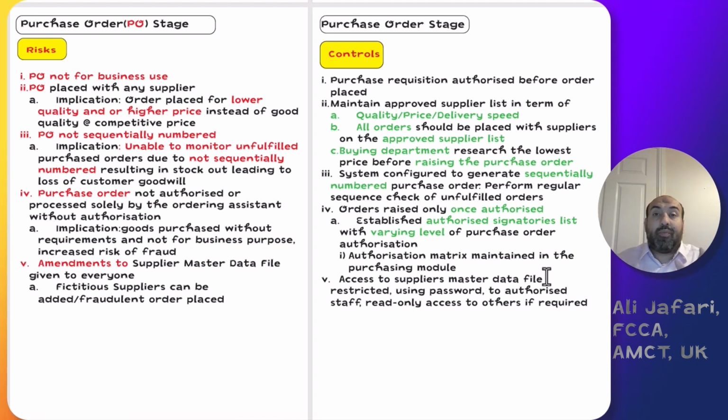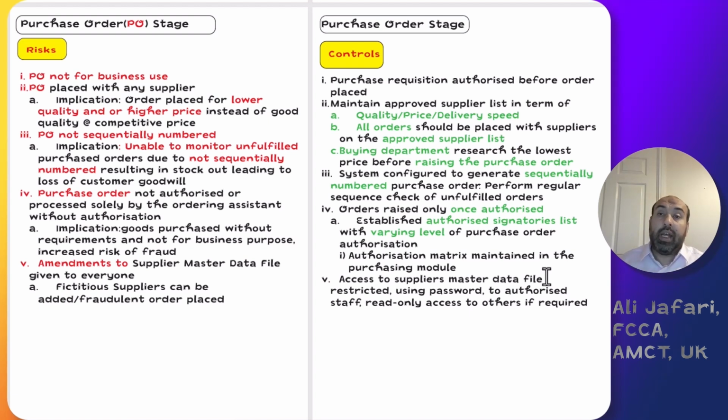This is the control that you have put in place, that there must be an authorized signatory list, and you will also recommend that the authorization matrix must be built in or incorporated in the purchasing module, so that if someone tries to authorize any order that is beyond the authorization limit, the system will deny them access to authorize that purchase order. So that is the control that you are going to recommend in your given exam scenario if you are told that the purchase order has not been authorized.